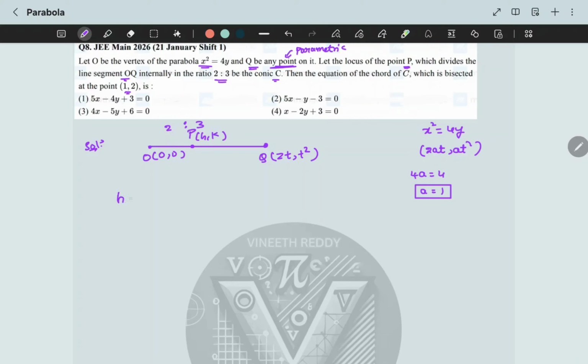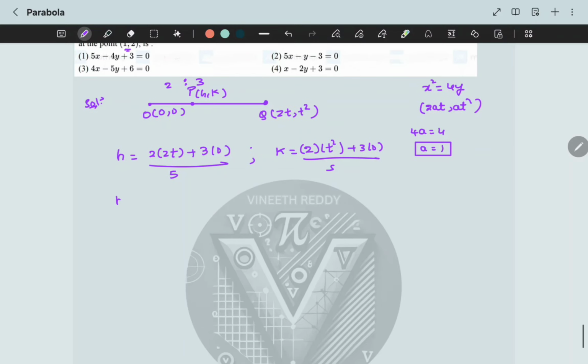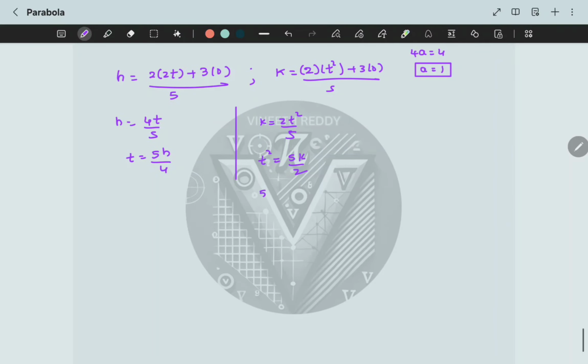Again, let us apply section formula. h will be equal to (mx2 plus nx1) by (m plus n), that is 2 into 2t plus 3 into 0 by 2 plus 3, which is 5. And k will be 2 into t square plus 3 into 0 divided by 2 plus 3, which is 5. Okay, so we get h is equal to 4t divided by 5 and t is equal to 5h divided by 4. And similarly, k will be 2t square divided by 5. That means t square will be 5k divided by 2.